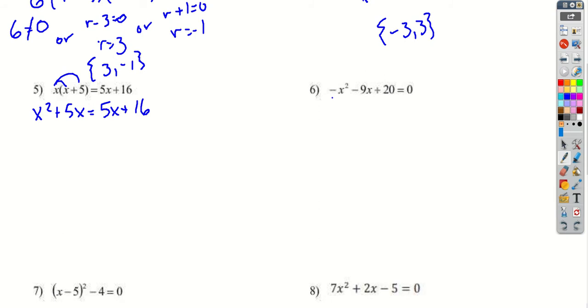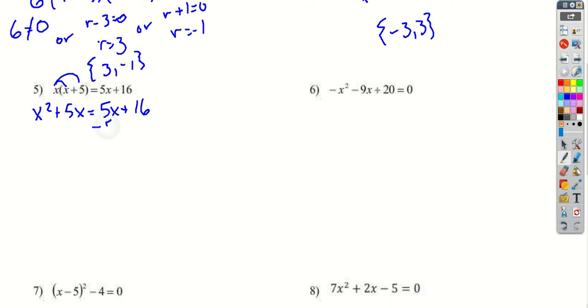So here we can see in number 6, I'm looking into the future here. This is negative, so I'm going to want to make it positive by moving everything that way. Or, I'll show you another trick in a minute here, okay? But keep that in mind.